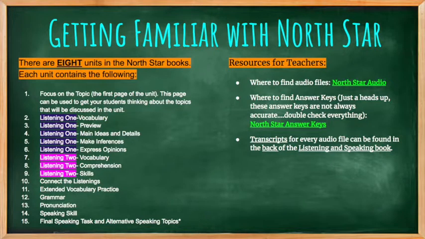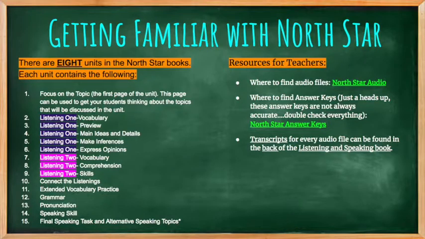The North Star listening and speaking books are broken up into 8 units. Each unit will have 2 full-length listening activities that are accompanied with audio recordings. The audio can be found on the North Star website for teachers, but internet availability is not always guaranteed in the classrooms, which is why we highly recommend that teachers download the recordings to their computers or mobile devices.